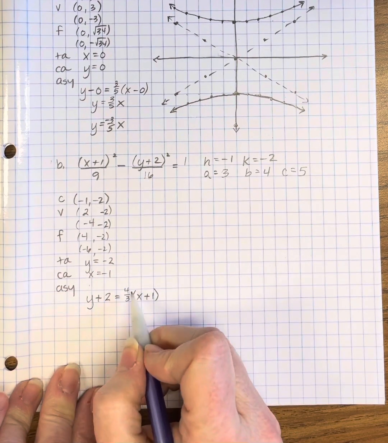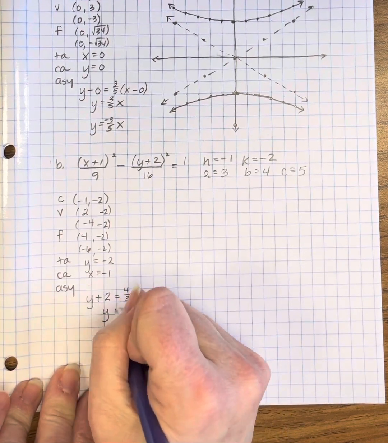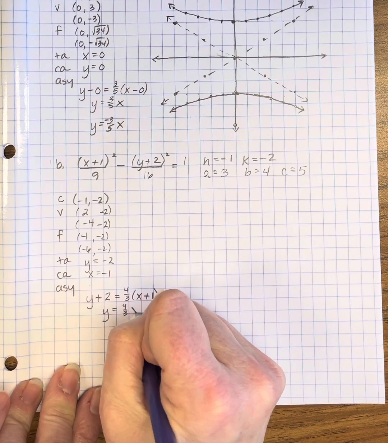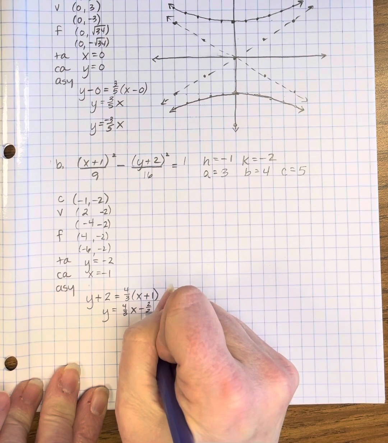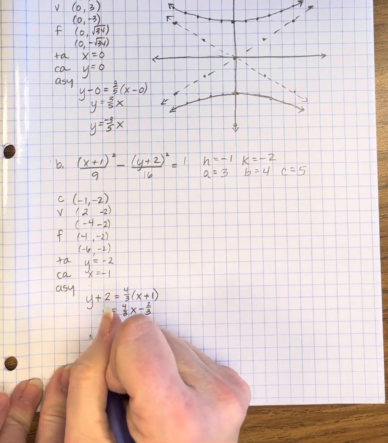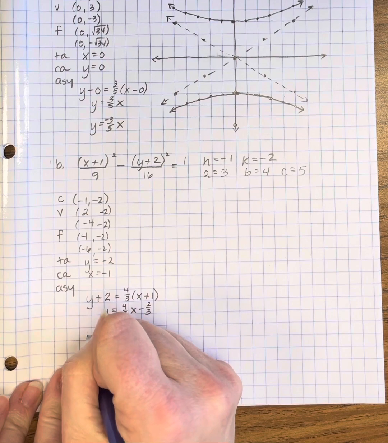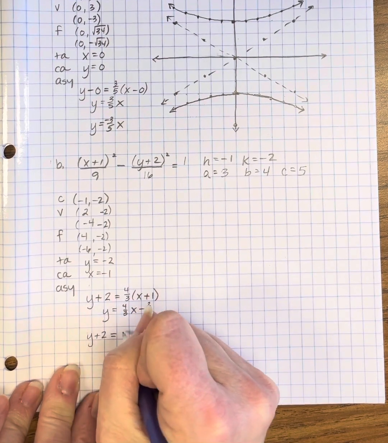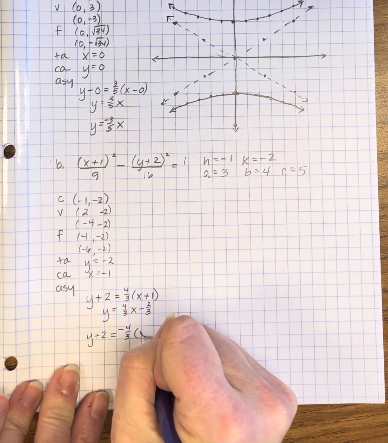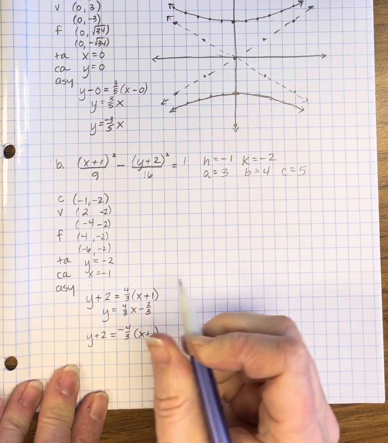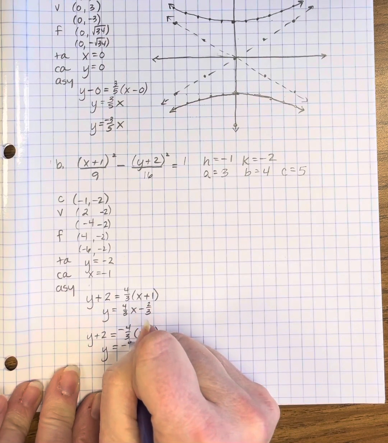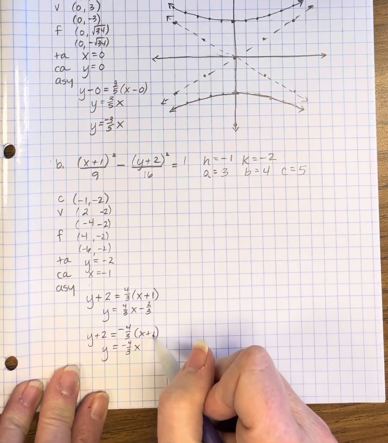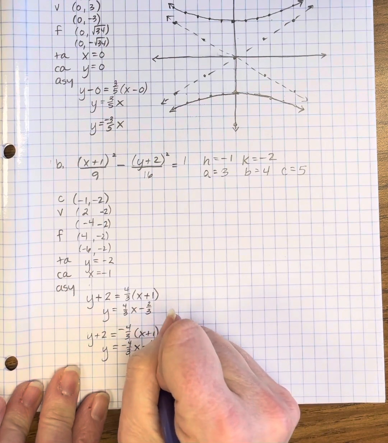So if I distribute and subtract 2, I get y equals 4/3 x. This would be 4/3, and 4/3 minus 2 would be a negative 2/3. For the other one, I'm going to do y plus 2 equals a negative 4/3 times x plus 1. So again, I will distribute the negative 4/3. So I'd have negative 4/3 x. This is going to be a negative 4/3, and negative 4/3 minus 2 is a negative 10/3.